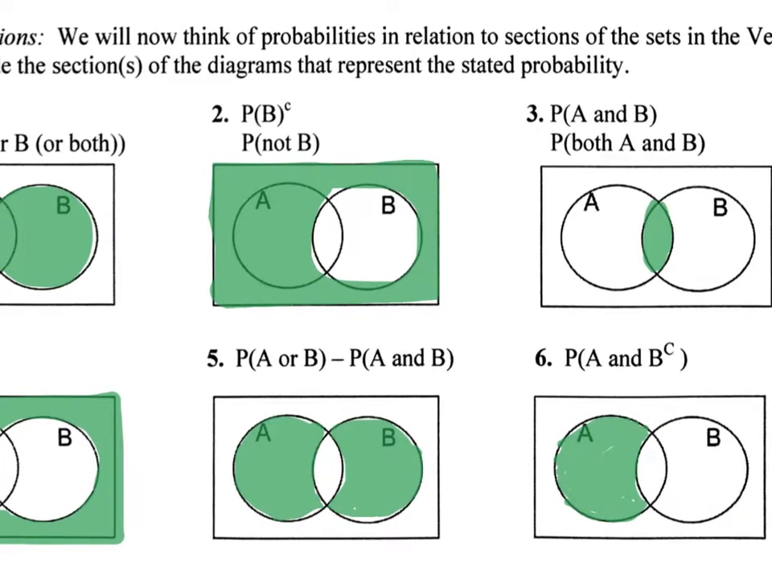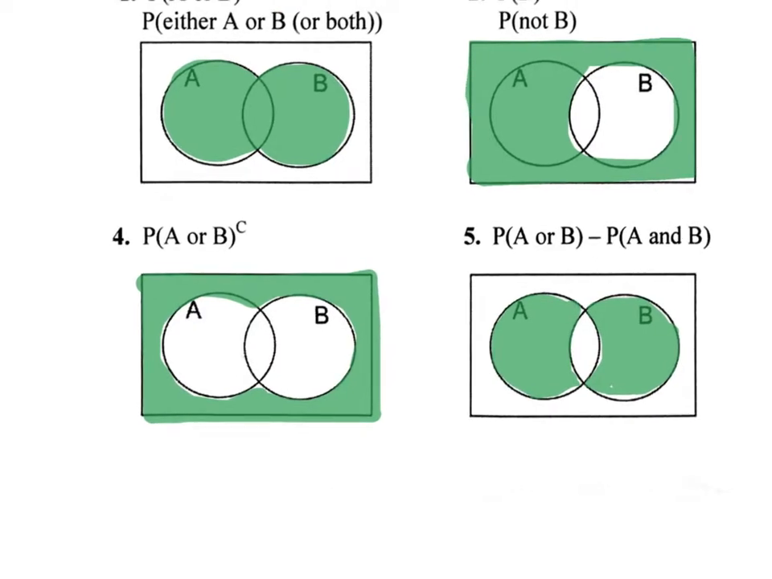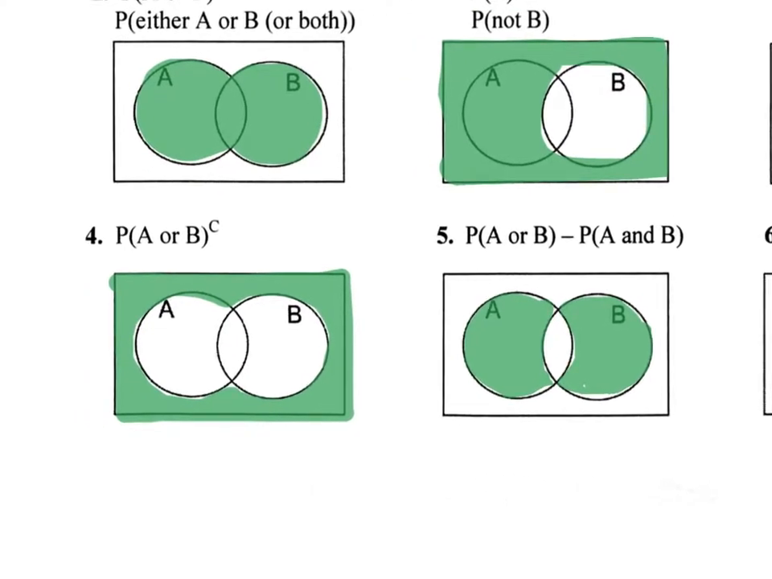So the complement of B, or not B, what's that probability? Well, it's all of these but B. B is the only thing that isn't showing. Both A and B, that's where they intersect. This is A or B. This is the very last one at the top. This is A or B, so then the complement of it would be everything outside there.